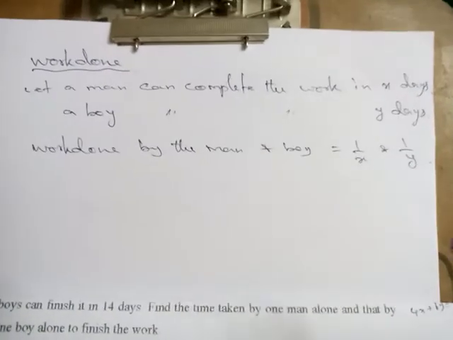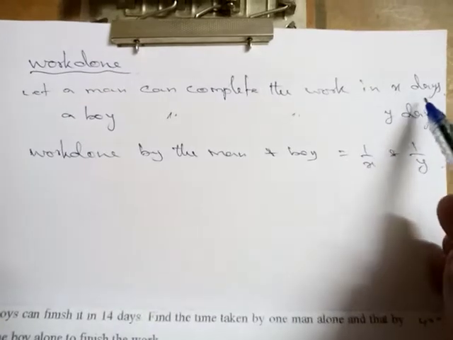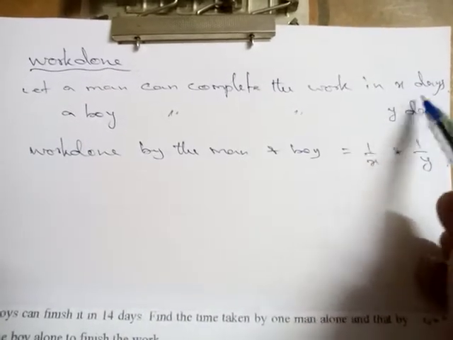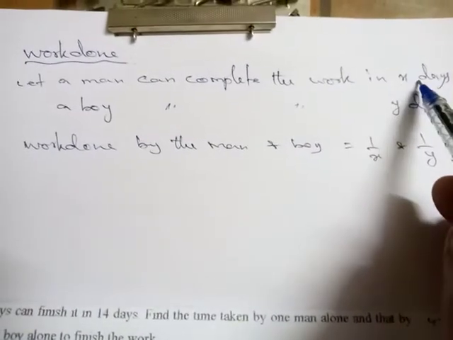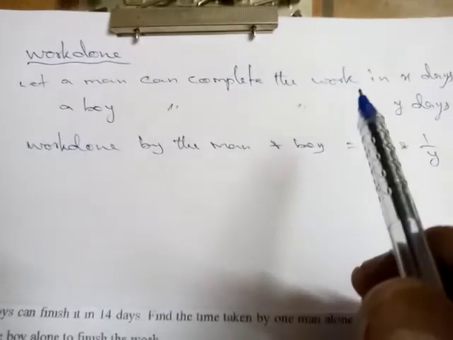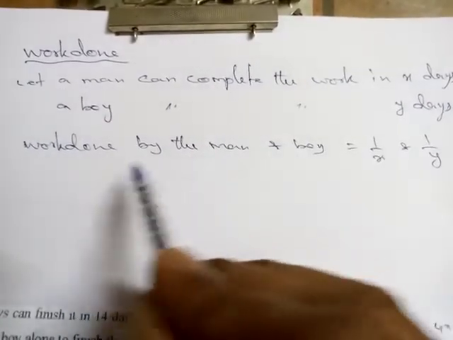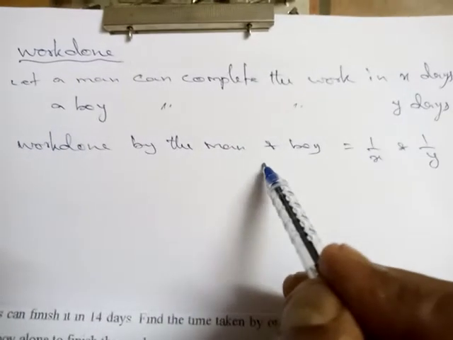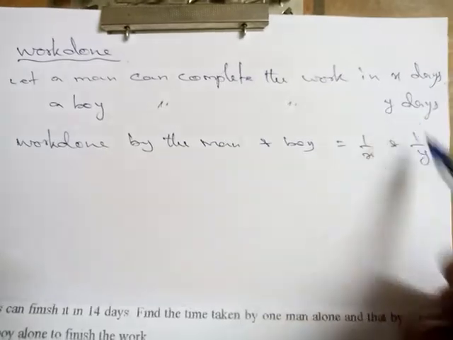What is meant by work done? One man completes the work in x days. For example, just consider 10 days. One work, one man completes in 10 days. So what is the work done by the man in one day? That is called work done. How much of the work he completes in one day? That is called work done. So work done by the man and boy is nothing but the reciprocal: this is 1 by x, this is 1 by y.